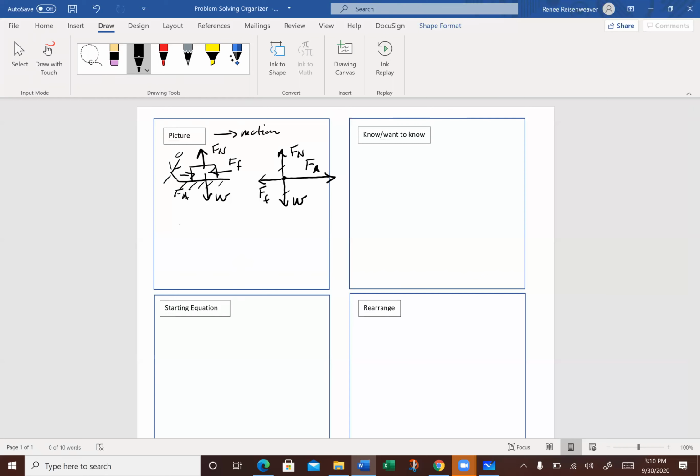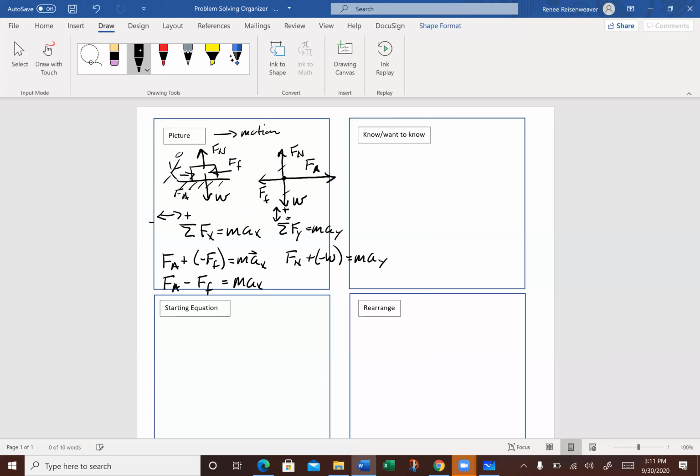So what you're going to do is then set up Newton's law horizontally and set up Newton's law vertically. So horizontally, again, to the right positive, left negative, up positive, down negative. So if I look at that picture, I would say force applied plus negative the force of friction equals MAX. In the Y, normal force plus negative W equals MAY. And I'm sure you're like, why do you keep writing it like that? But it just makes sense based on how we are setting up our positives and negatives.